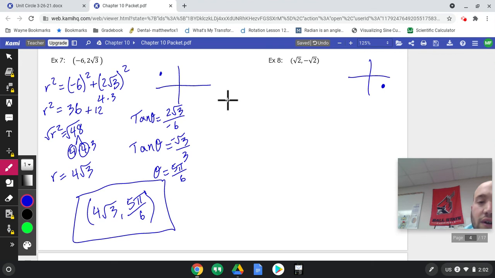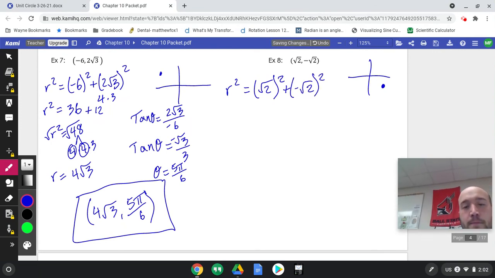Now, to find r, squared will equal whatever the square root of 2 is squared plus negative square root of 2 squared. So square root of 2 squared becomes 2. Negative square root of 2 squared becomes 2 as well, because negative times the negative is positive. Square root of 2 times square root of 2 is 2. Okay, so r squared will equal 4, and we will get r to equal 2.